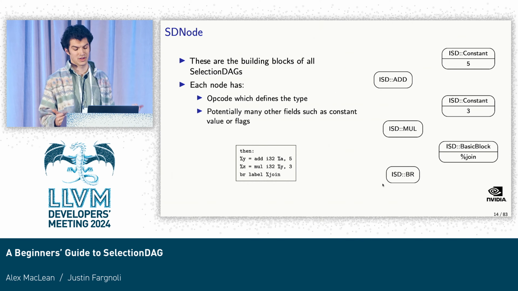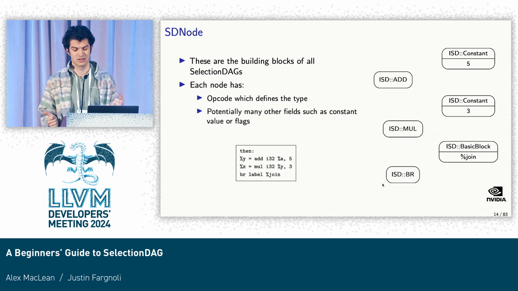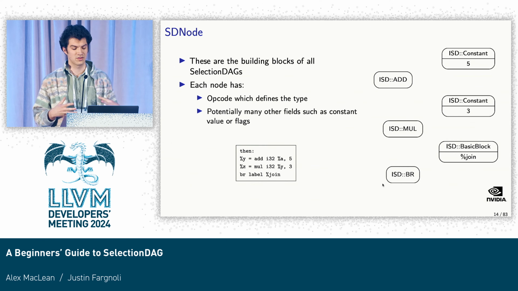So coming back to our example, we're going to define SD nodes for every instruction. So there's an ISD add, mul, and branch node. And there are also going to be nodes for the constant values. So there's a constant 5, constant 3, and an ISD basic block for the address of the join. So here, with the constants and the basic block, you can see an example of another field in a node. These also have the value, so the 3, the 5, and the join.